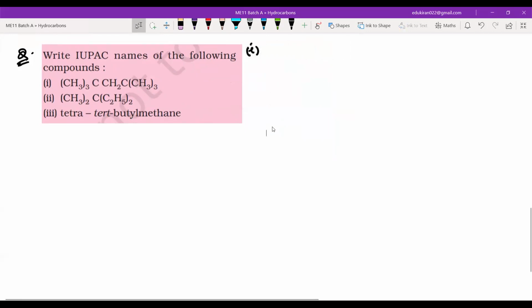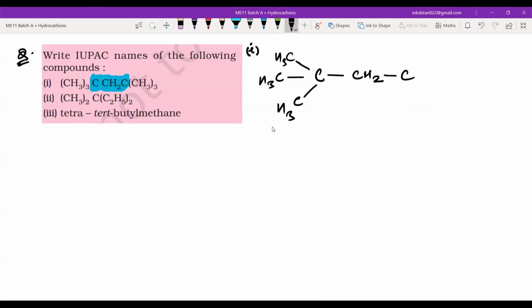So here we have the first question. First of all, you will write these parts: carbon, CH2, carbon. After writing these, you will see that this first carbon atom is attached to CH3, and how many CH3s? 3 CH3s. This carbon atom is also attached to 3 CH3s.